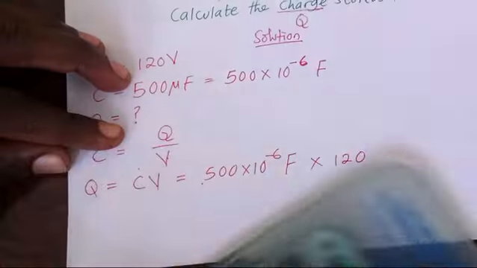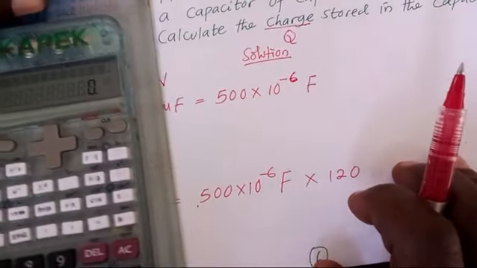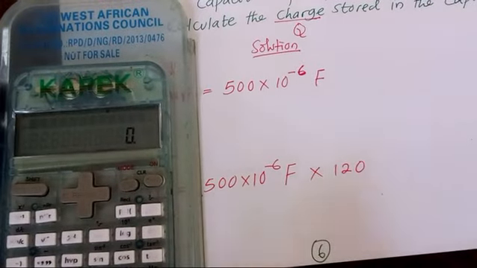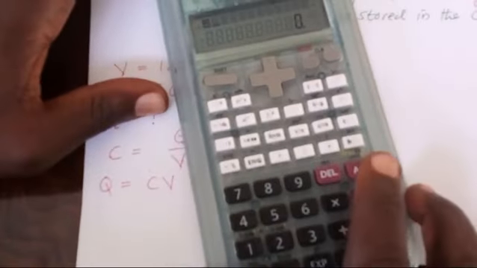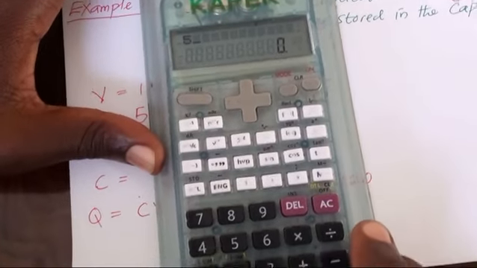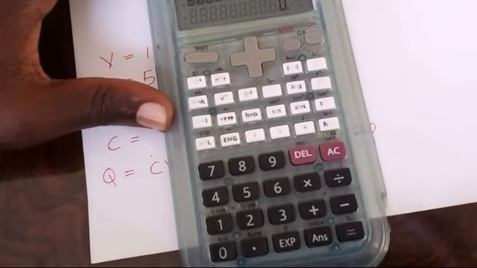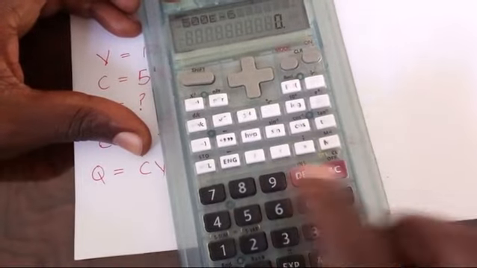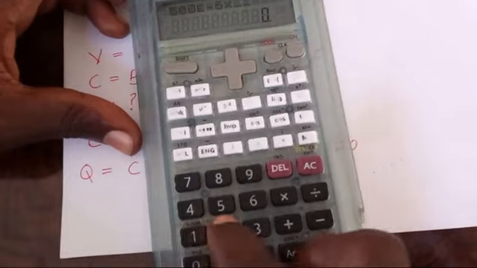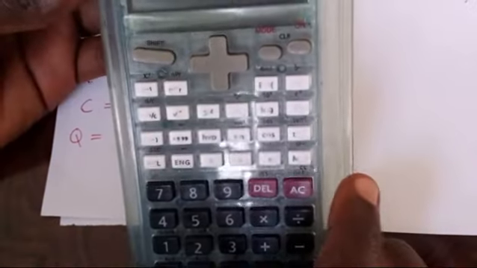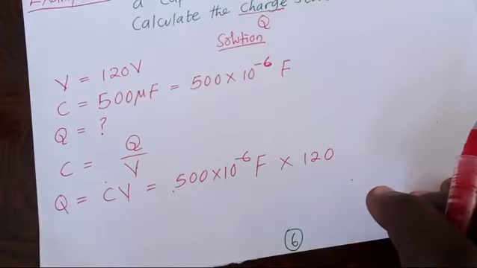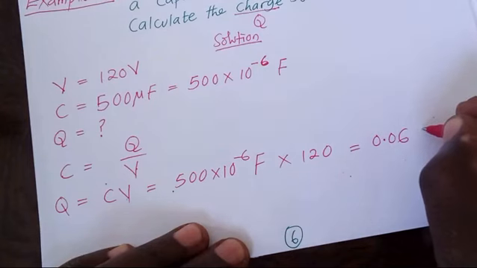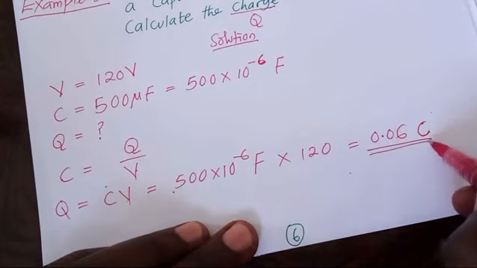You now bring your calculator here. I want to make sure that you can see the calculator. Okay, so if you press 500, exponential, do you have exponential? Okay, yes, negative 6. So you have negative 6, then multiplied by 120. Then press the equality sign. And what is the result? 0.06. So it means I have 0.06. What is the unit of charge? Charge is measured in coulomb. So this is 0.06 coulomb.